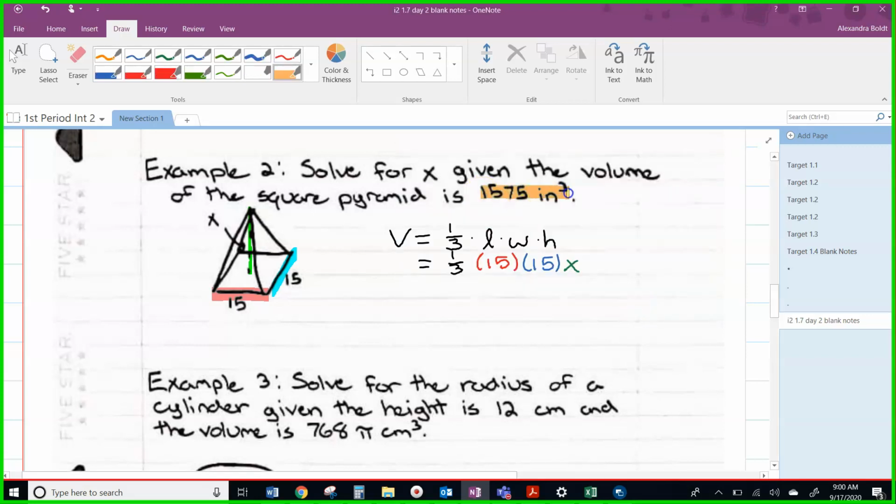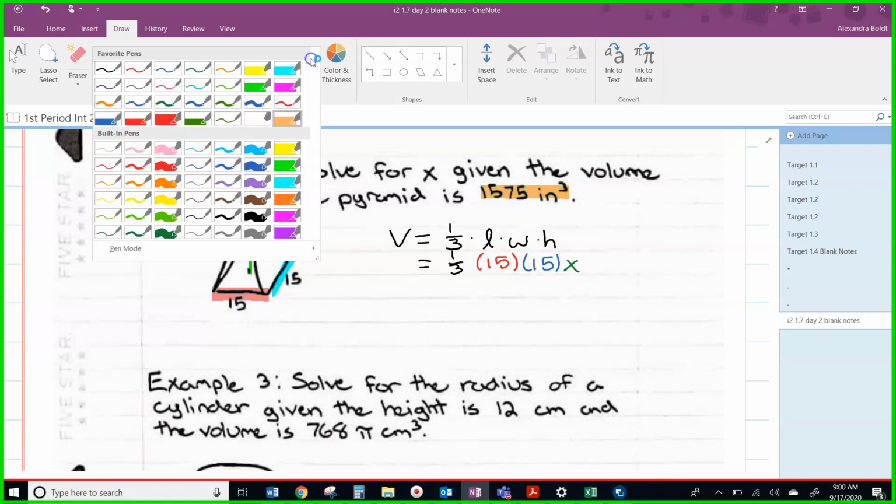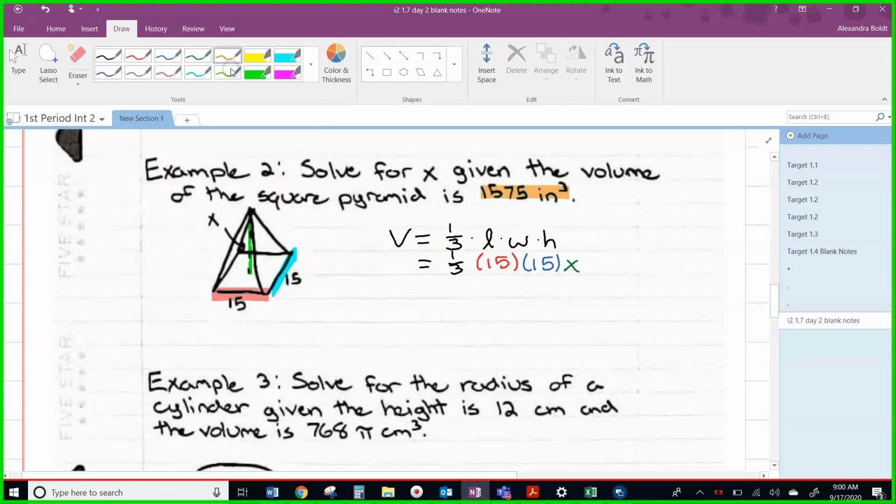I know that my volume is 1,575 inches cubed. So what I'm going to do is put that 1,575 here. Right. So now this is an equation I'm solving.